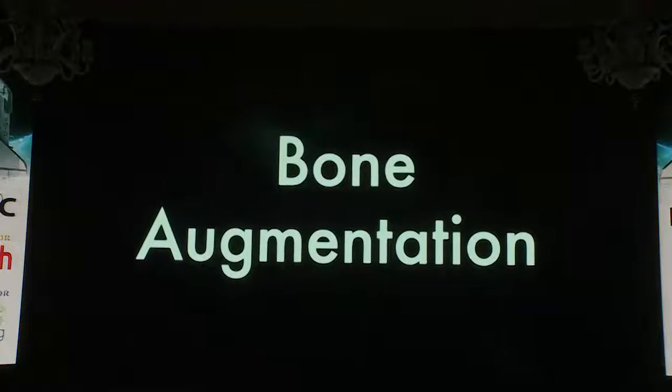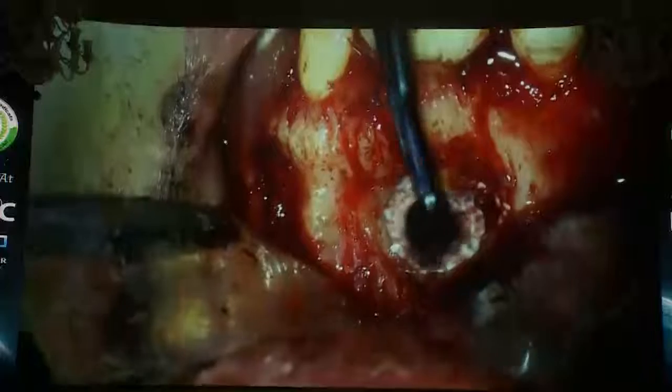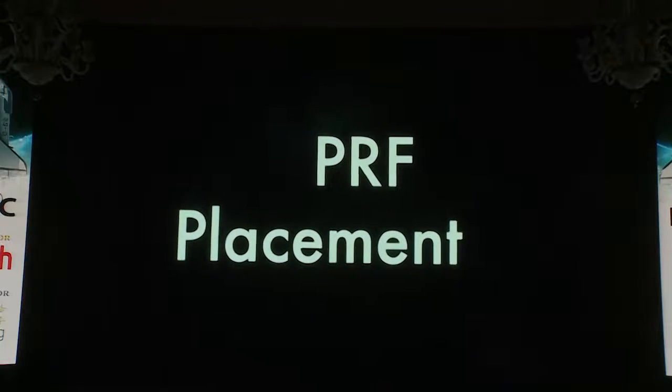So after complete curettage and hemostasis of the field, then comes the role of bone augmentation with the bone substitutes to fill the cavity. I over-augmented the area because there was a deficiency in the labial cortical plate of bone. Then I put PRF over the area of the cavity.